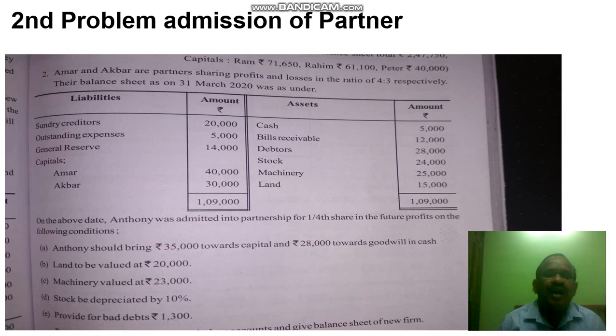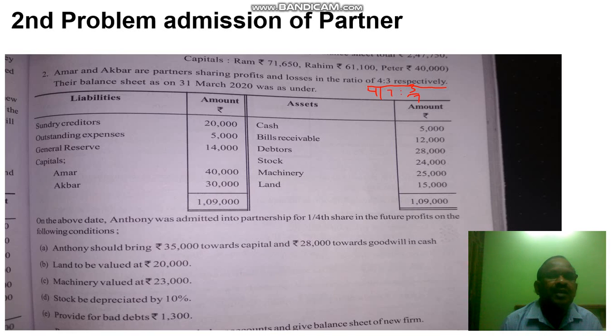So here the new partner brings cash for capital and goodwill. The old partners retain that goodwill in the partnership firm. So here I will read the problem. Amar and Akbar are partners sharing profits and losses in the ratio of 4:3 respectively. So here they are sharing profits and losses in the 4:3 ratio, or 4/7 and 3/7. It is the fraction.